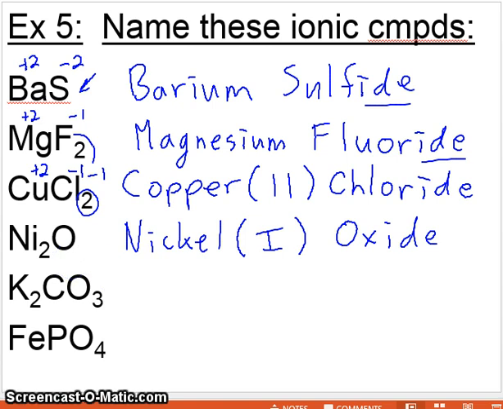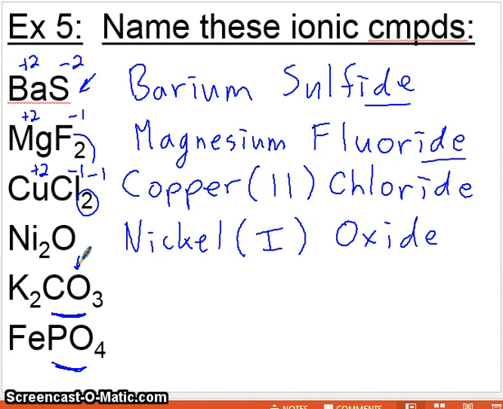Okay, these last two actually contain polyatomic ions. This polyatomic ion here is CO3, called carbonate. This one is PO4, called phosphate. Now you have to know these polyatomic ions. You have to be able to recognize them as a group, and then you'll simply name them based on the name that they have.